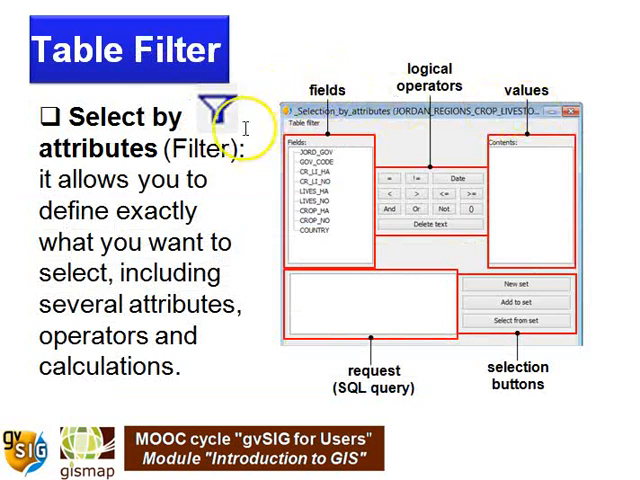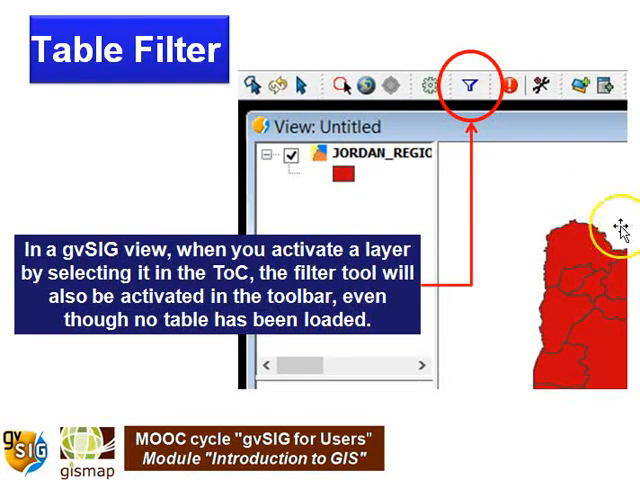Filter is a very important tool because it allows me to make a selection, not graphically but according to the attributes. You see, you have these areas: fields, the logical operator, the values, the SQL query that will be built up through this tool, and here the selection buttons. When we activate a layer, the filter tool will also be activated, even if no other table is loaded, because it will be carried out on the table of attributes of the layer.